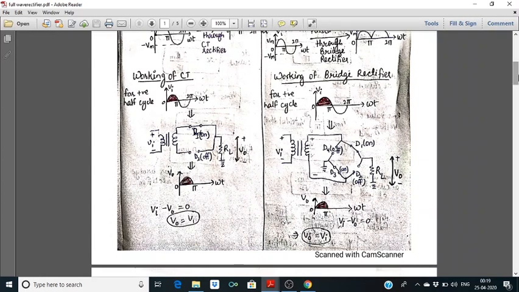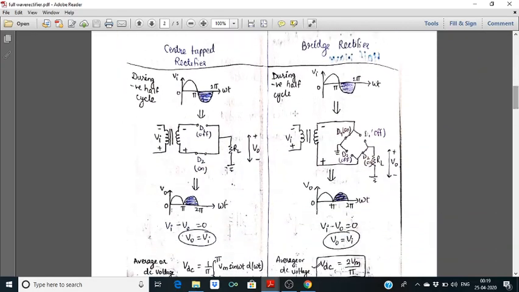For center tapped rectifier, for the positive half cycle, one diode D1 will be on while D2 will be off. So we will get this kind of waveform. While in case of negative half cycle, D1 will be off while D2 will be on, and we will get this kind of waveform. So we can see that we are getting a pulsating DC for both positive half cycle as well as negative half cycle.